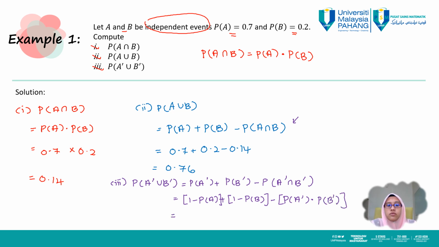Okay, so we already know P(A) is equal to 0.7, so 1 minus P(A) is equal to 0.3. Plus, we also know P(B) is equal to 0.2, so 1 minus P(B) means 0.8. Then minus P(A prime) times P(B prime), which is 0.3 multiplied with 0.8. So the answer for number 3 is 0.86.